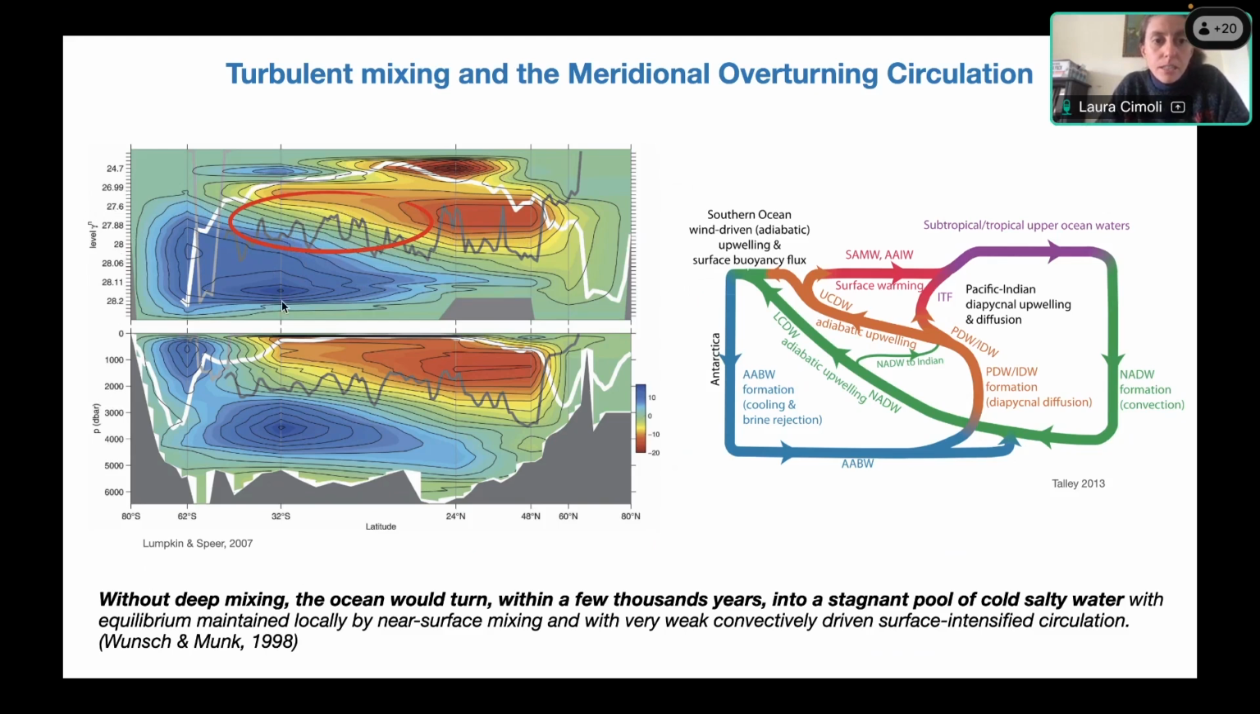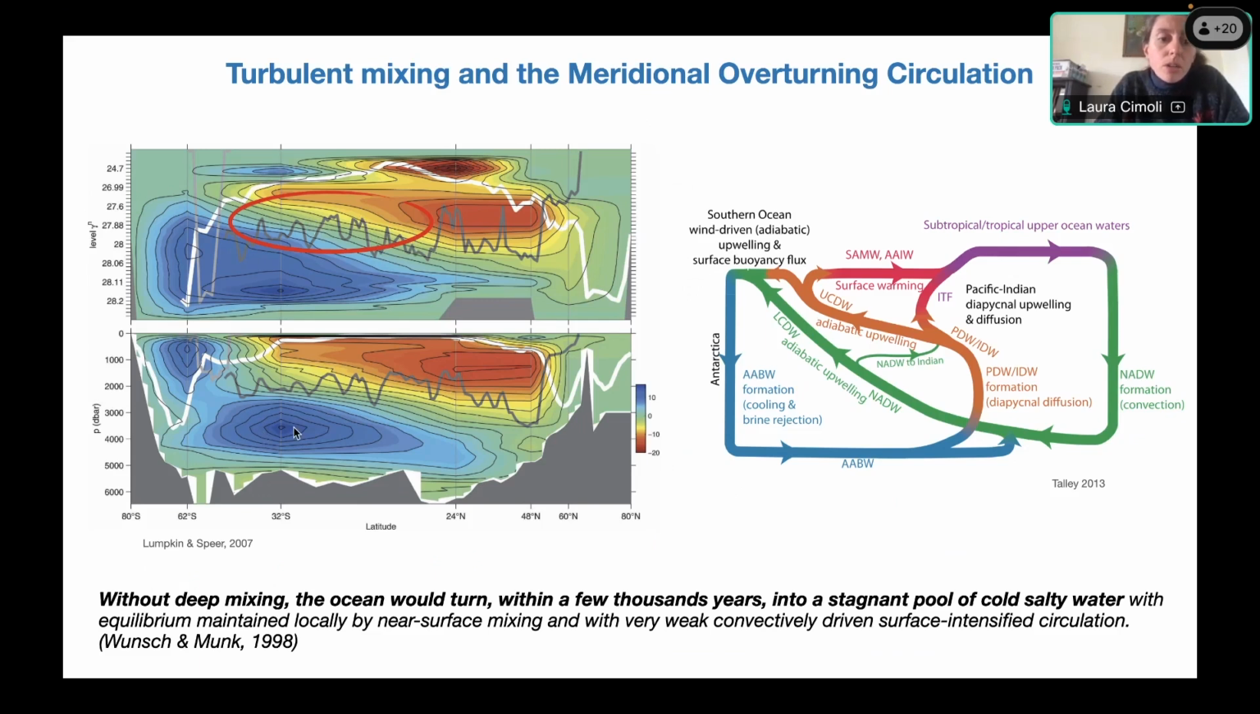But yes, the interface in density space between these two overturning cells spans several density levels, which indeed shows that there is a lot of diapycnal mixing happening between these two overturning cells. And this thick gray line here shows the mean depth of the ridges, again highlighting that a lot of this transformation really happens through topographically induced turbulence.